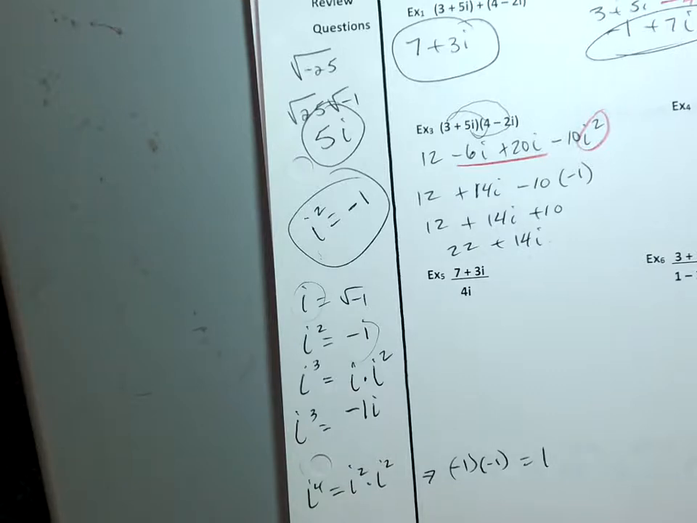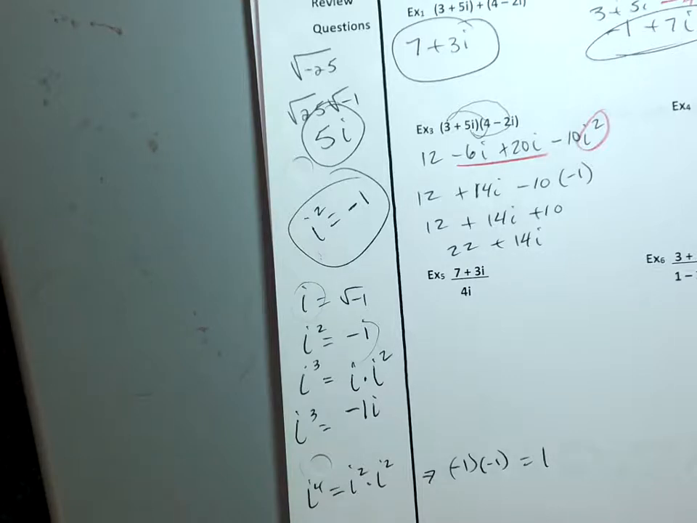Okay, so far, i is just i. It comes from the square root of negative 1. i squared is the real number negative 1. i cubed is negative i. i to the 4th is positive 1, because it's negative 1 times negative 1, okay?